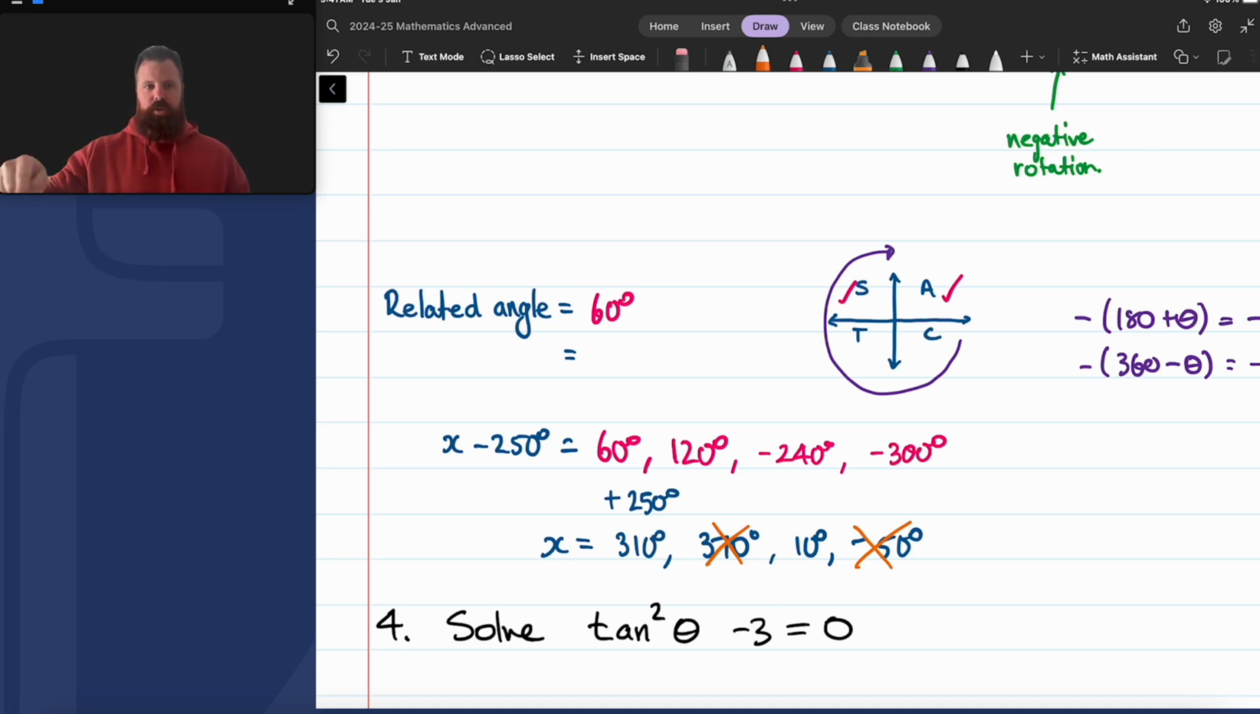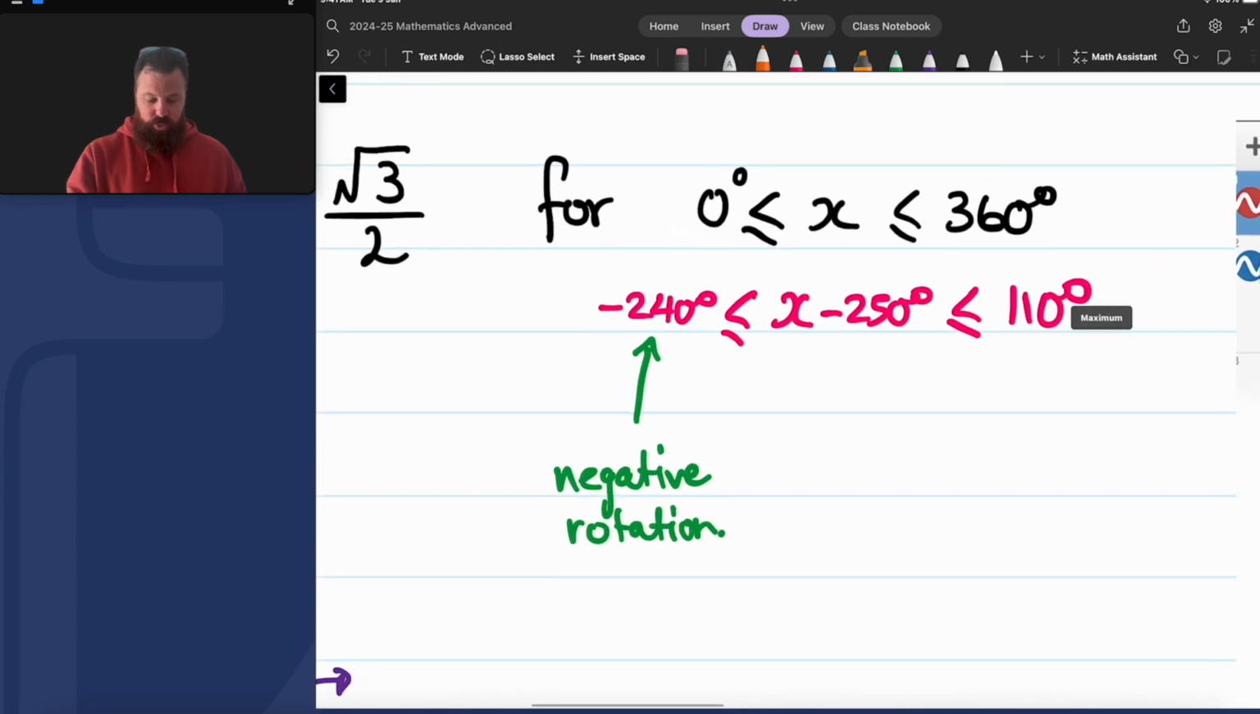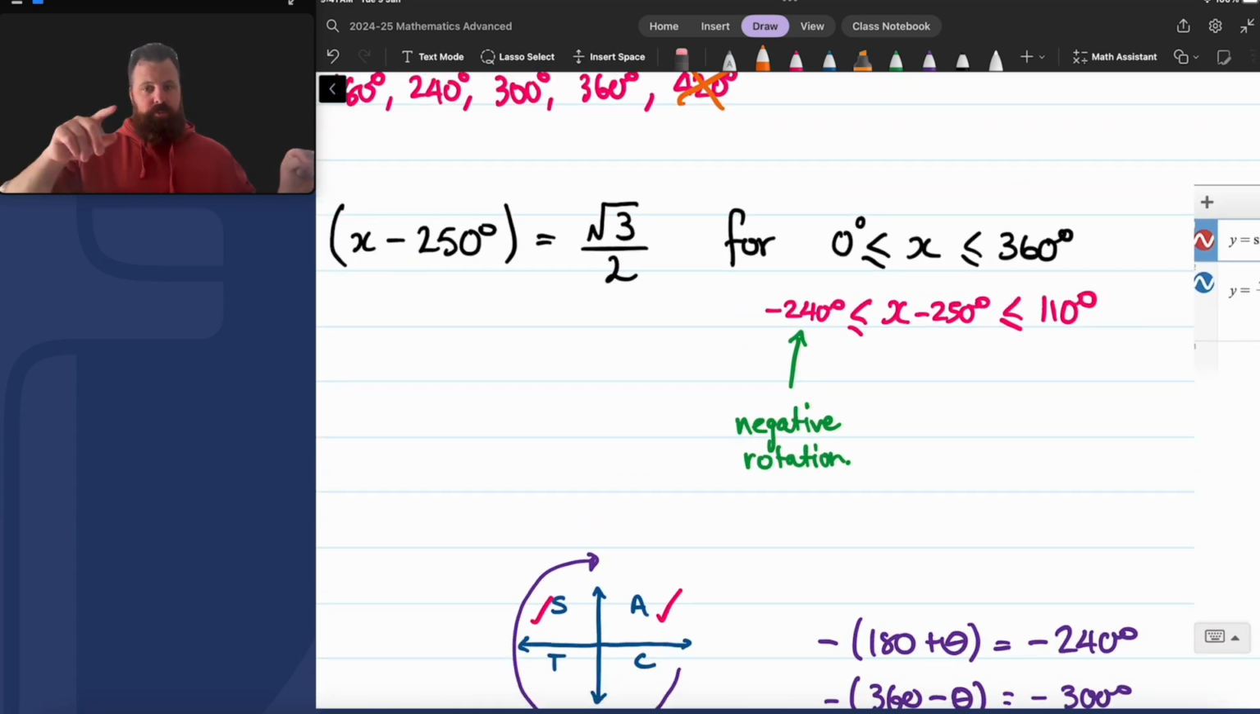What would the normal sine curve be? Remember, when we say treat it like the normal sine curve, what would the normal sine curve look like? Well, if it was x minus 250, the normal sine curve goes from minus 240 to 110 degrees. So that's where we're trying to look on our unit circle. We're only going to go as far as negative 240 degrees. We're going to go only as far anti-clockwise, the normal rotation, as 110 degrees. We're going to identify everything that we know that happens in that zone. And then for safety, just do something just outside it to make sure we haven't missed anything.